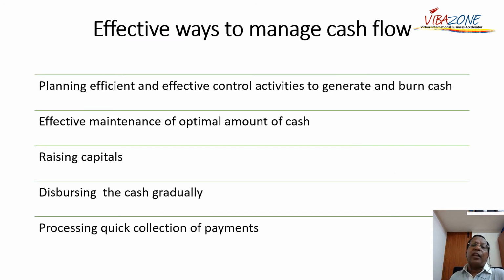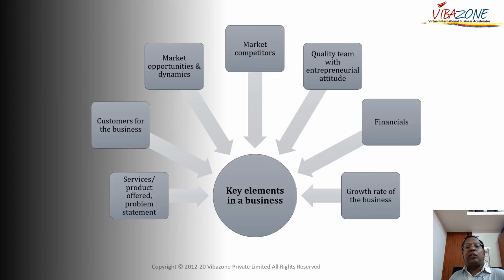Now, effective ways to manage cash flow. You need to have great planning. You need to effectively, efficiently plan your activities in order to generate cash, and also the burning. You need to make sure the burning is very well thought through, well maintained. The lower the burn rate, the longer you last. Effective maintenance, optimal amount of cash flow. So you need to make sure you have enough cash. You must always be looking at raising funds, and you must be able to disperse the cash gradually. Just because you raise money doesn't mean you're going to spend it unnecessarily. You need to plan. You should always be able to collect faster than paying, which means you have a better cash flow. So these are some of the things you need to do.